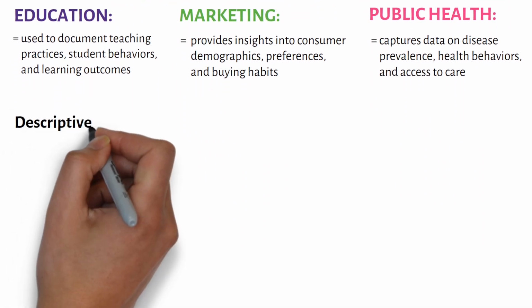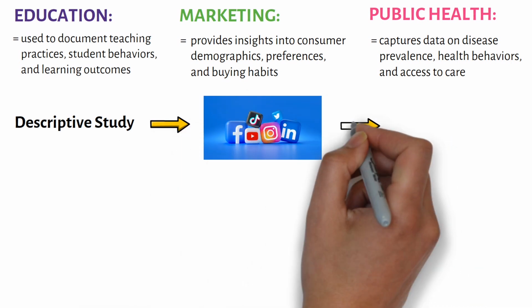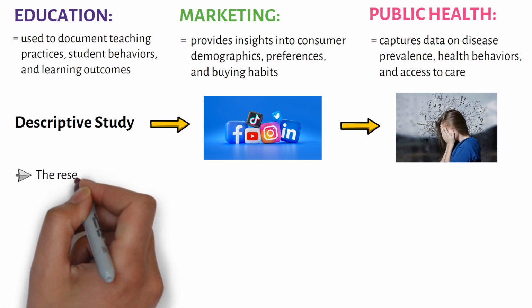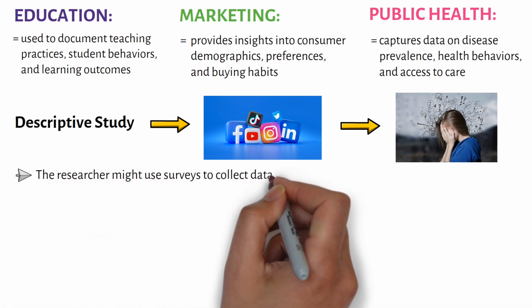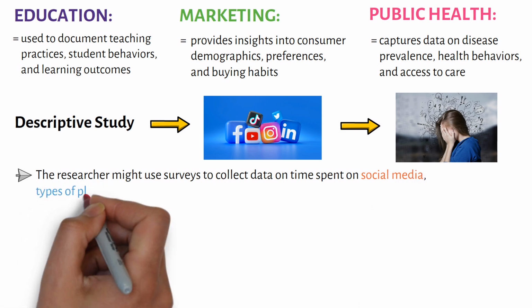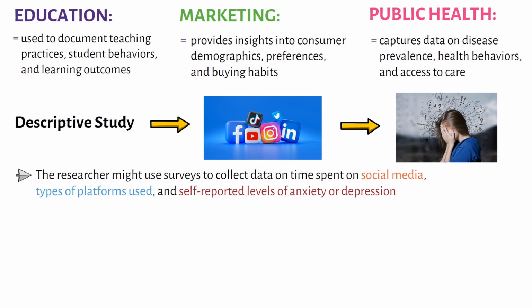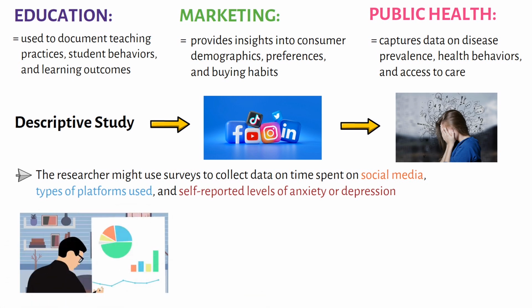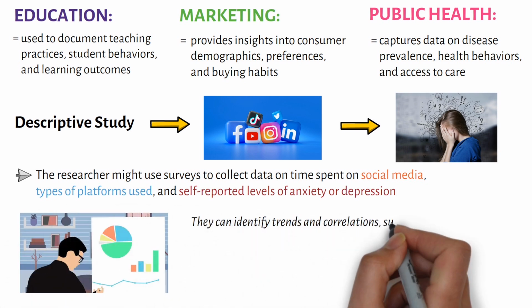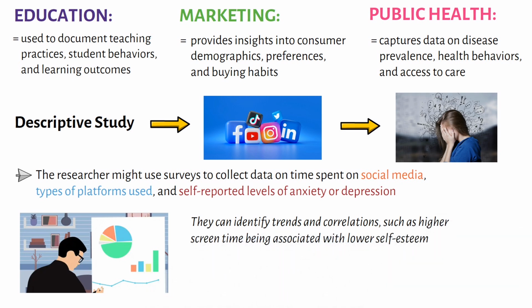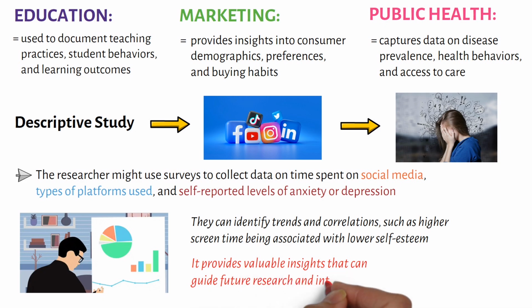Consider a descriptive study examining the impact of social media on teenagers' mental health. The researcher might use surveys to collect data on time spent on social media, types of platforms used, and self-reported levels of anxiety or depression. By analyzing the data, they can identify trends and correlations, such as higher screen time being associated with lower self-esteem. While this study does not establish causation, it provides valuable insights that can guide future research and interventions.